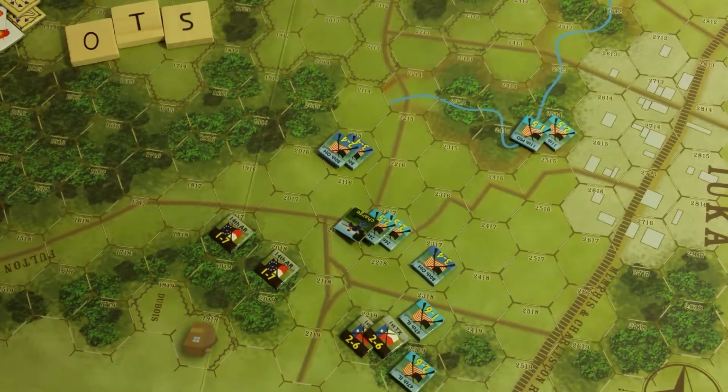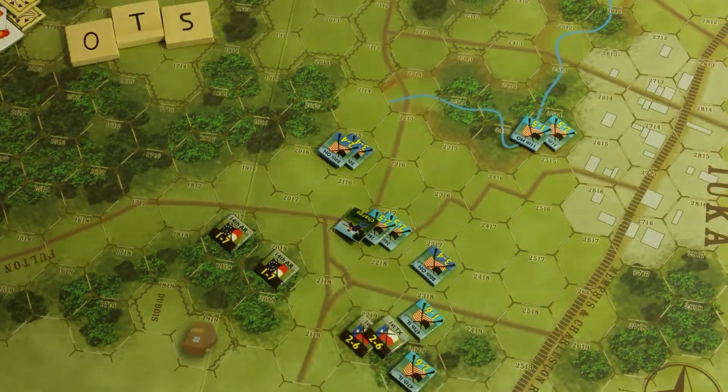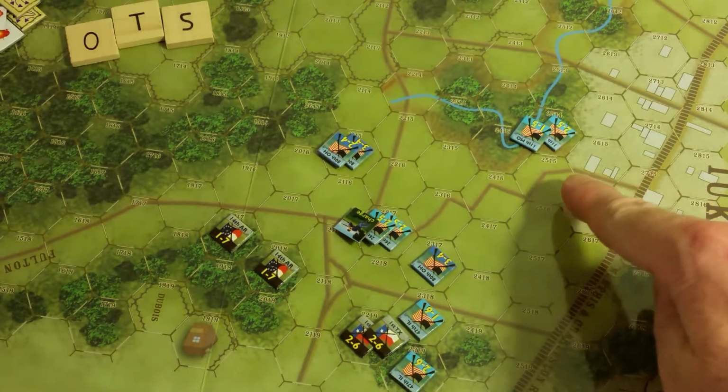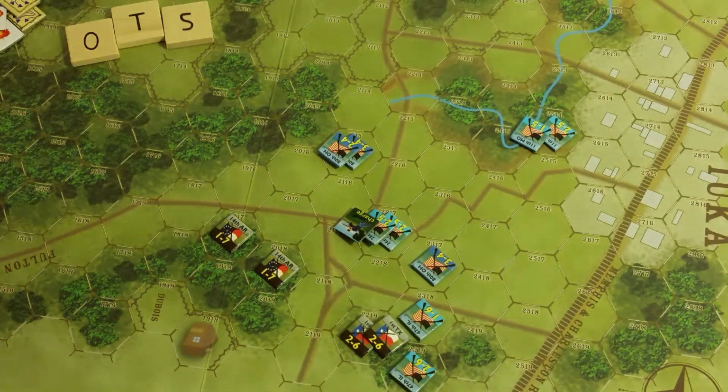Stragglers, a stack. So we have a moving stack here. Exiting a non-clear hex. They exited a wood hex into another non-clear. So that's what makes this a stragglers check. We're going from non-clear to non-clear. The check occurs before the stack moves. Roll a d10 for the stack.